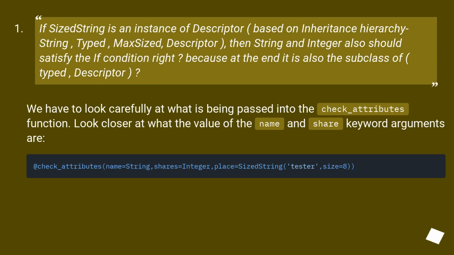If size string is an instance of Descriptor, based on the inheritance hierarchy String, Typed, MaxSized, Descriptor, then String and Integer also should satisfy the if condition, right? Because at the end it is also a subclass of Typed descriptor. We have to look carefully at what is being passed into the check_attributes function. Look closer at what the values of the name and shares keyword arguments are.